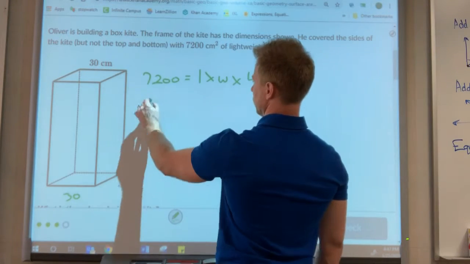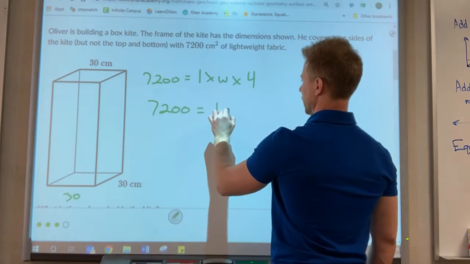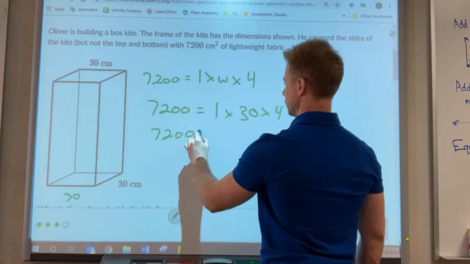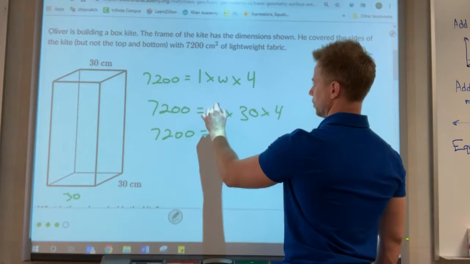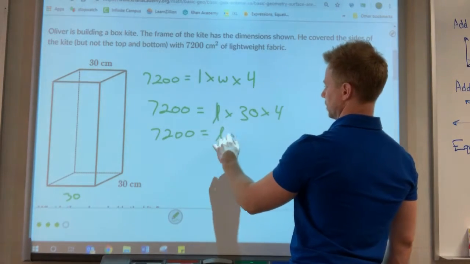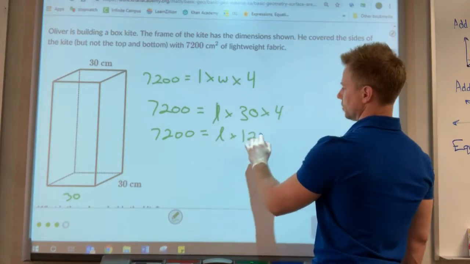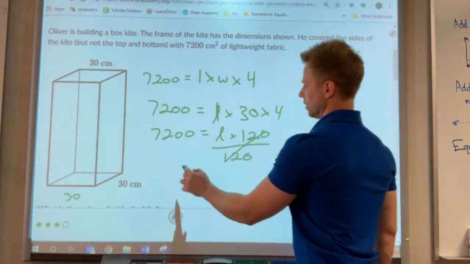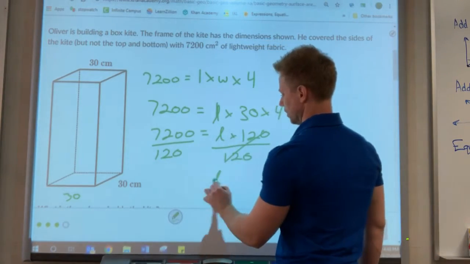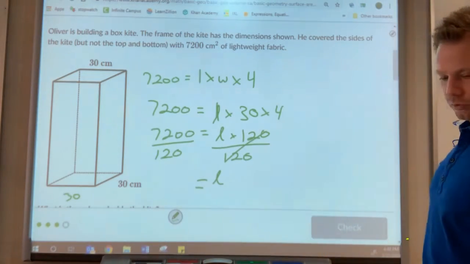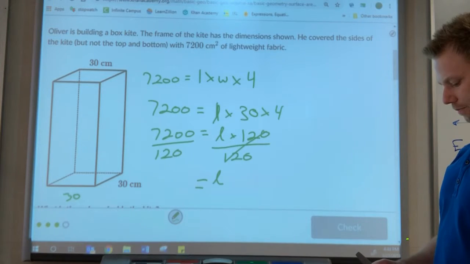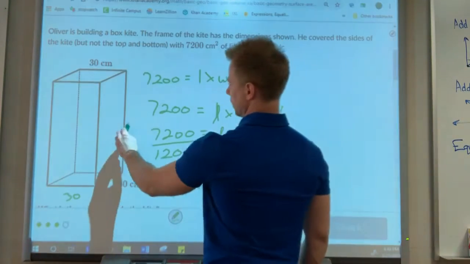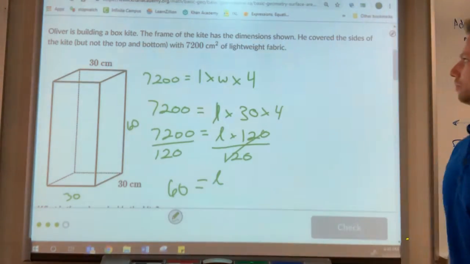So the width of the rectangle we know is 30. So length times 30 times 4. So 7,200 equals length. Let's make that a cursive L so we know it's not a 1. Length times 30 times 4, which is 120. So 7,200 equals L times 120. Divide by 120. Divide by 120. And 7,200 divided by 120 is 60. So that means the length is 60, which would be the height of our prism.